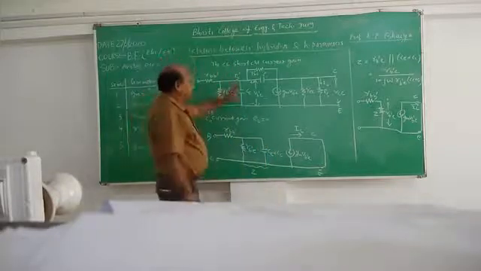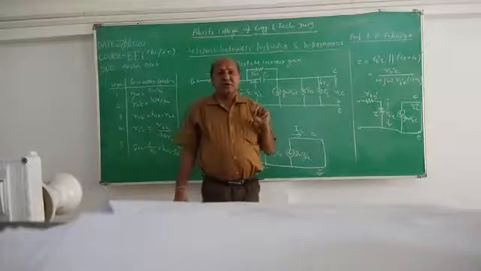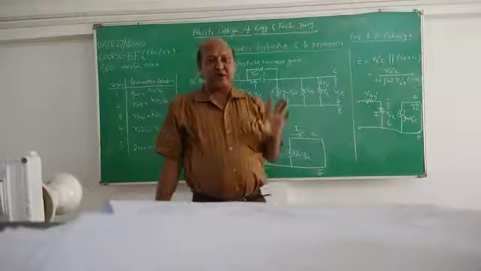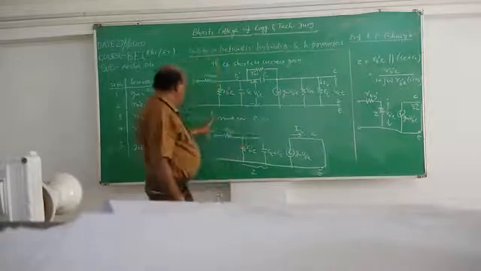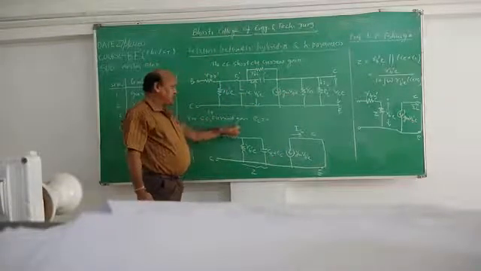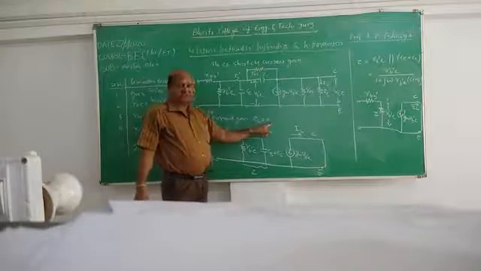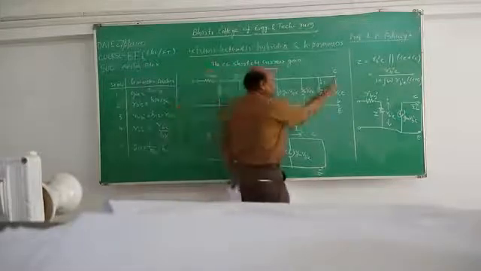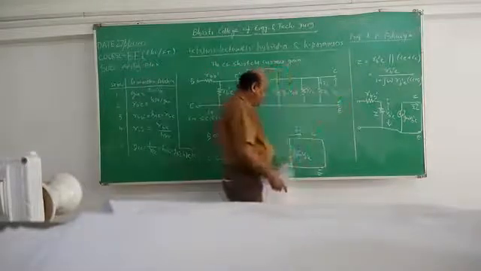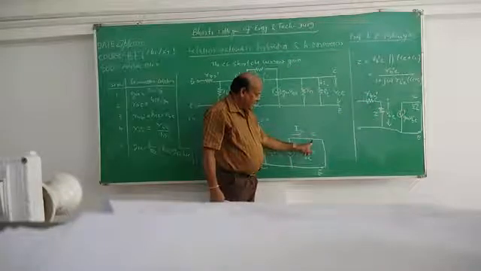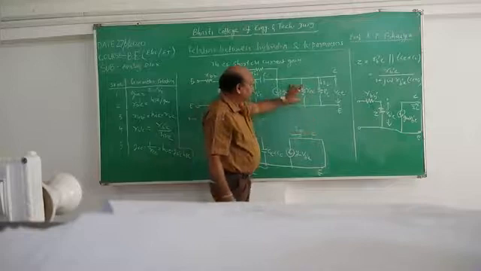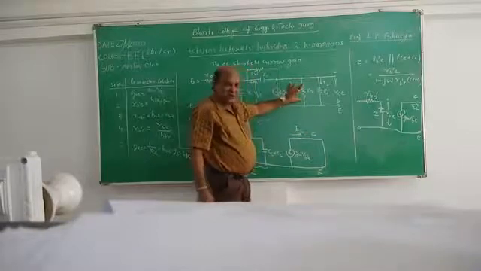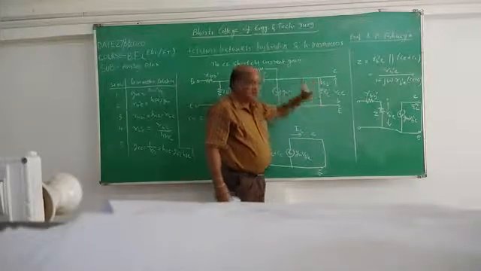Now, to derive the short circuit current gain, we have to short the output. That means RL must be 0. So for the short circuit common emitter current gain, we make RL equal to 0. RL equal to 0 means we have to short the collector to the emitter terminal. In the next diagram, I have shorted the collector to the emitter terminal. So this rce will disappear, it will be 0, and this RL will also be 0.